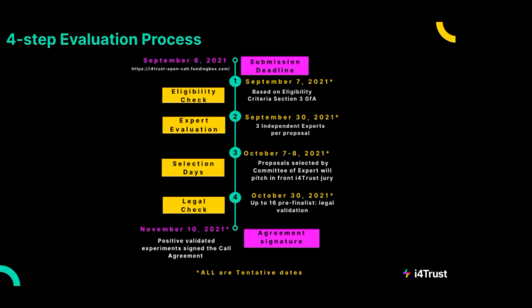And this includes the legal nature of the applicants, the country where it is registered, the language of the proposal. After the eligibility check, we move to the second step of the evaluation process, that is expert evaluation, where 3 experts in I4Trust enablers will assess your proposal against the 3 main criteria that I shared before, that is excellence, implementation, and impact.